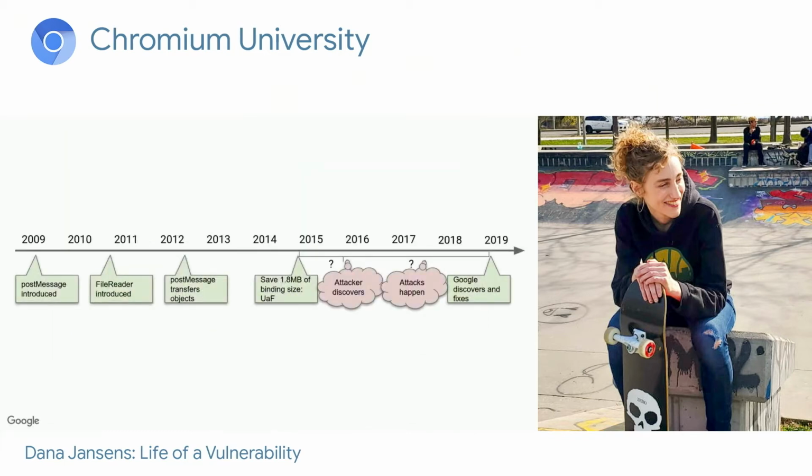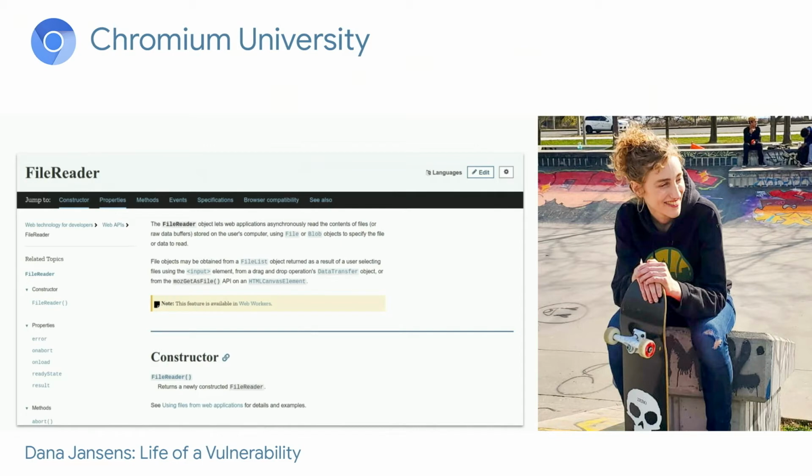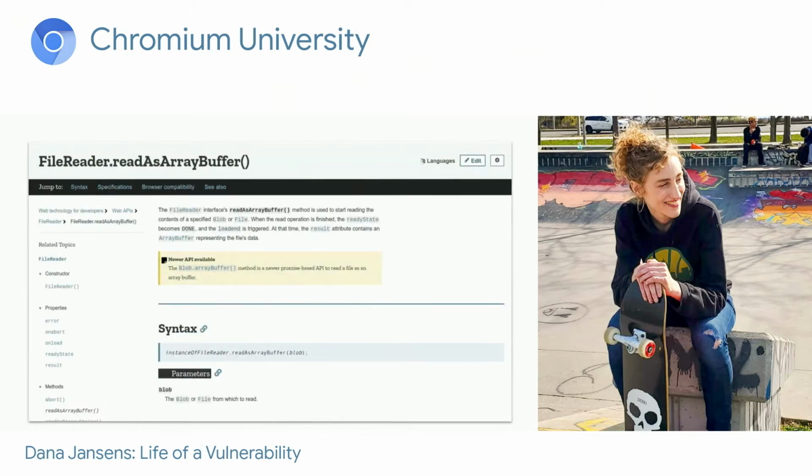From our timeline, we can see where PostMessage was first introduced, and the ability to transfer objects with it came a few years later. In between these 2 events, the FileReader API was created. Here's the FileReader class. It reads files, but specifically, it can read them into another type of JavaScript object called an ArrayBuffer. So through this method, FileReader.readAsArrayBuffer, our exploit will be using this.